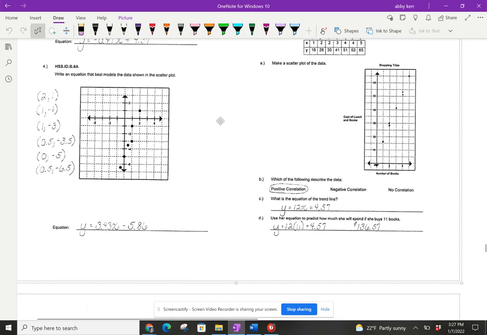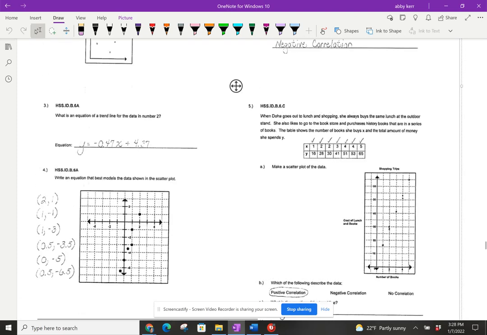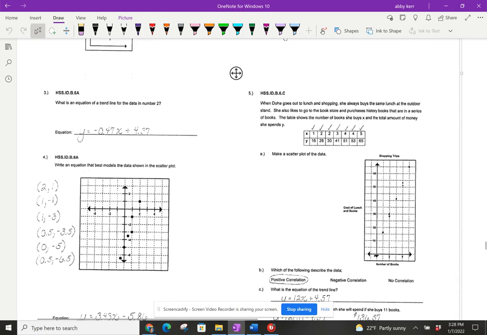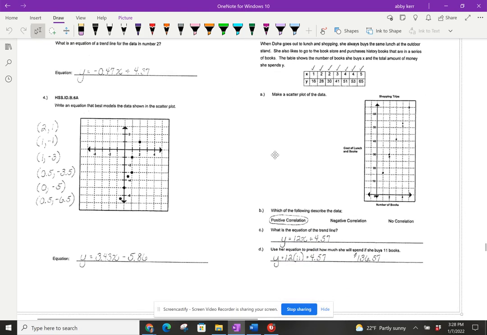And then you would do the same thing for this one. You would enter these ordered pairs into the calculator and then go through the same steps that I just did. Same with number 5. Please notice positive correlation. It is going up and to the right. I do have a positive slope.